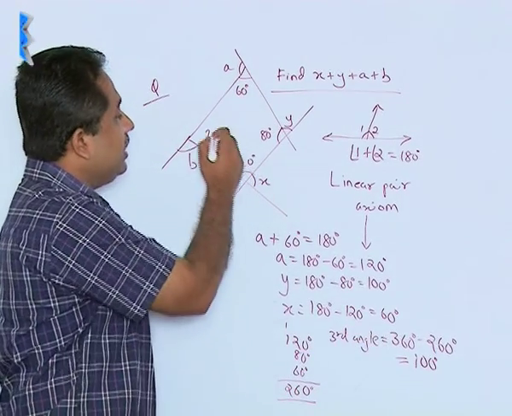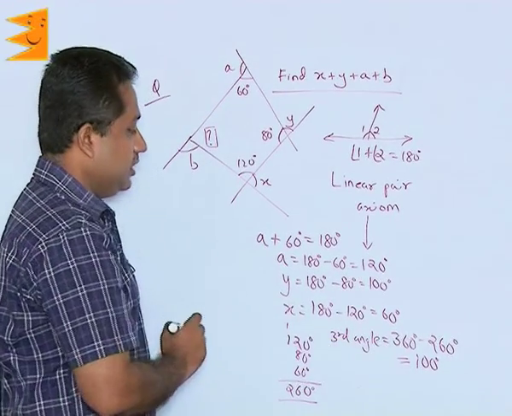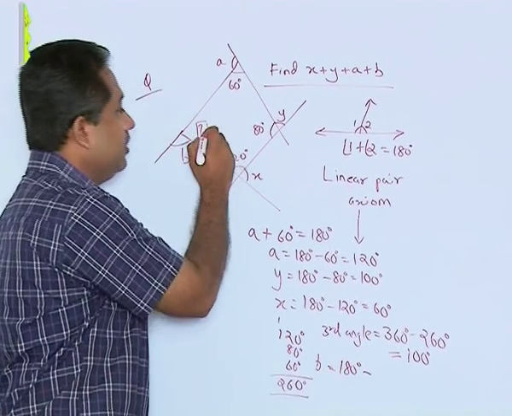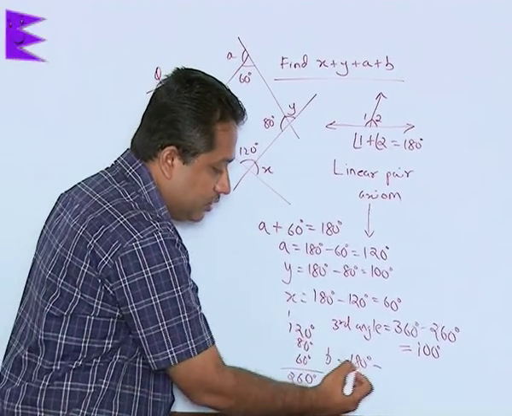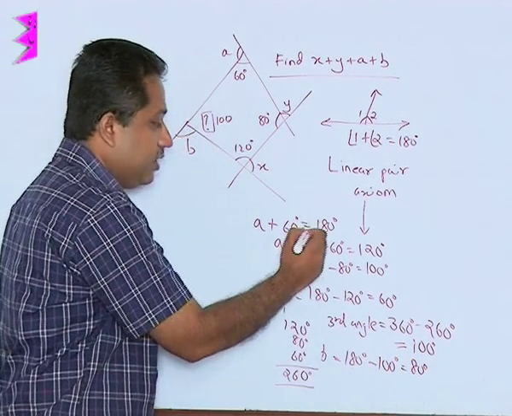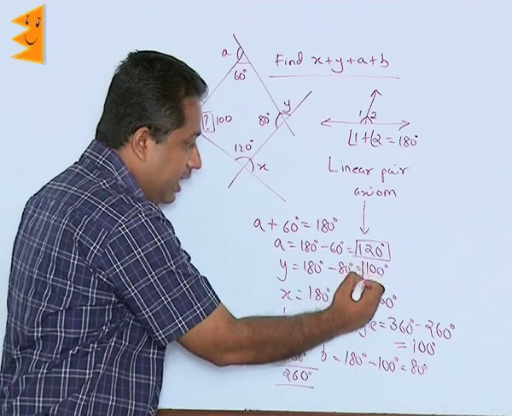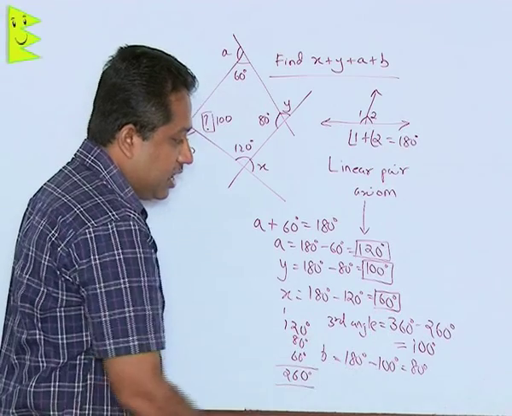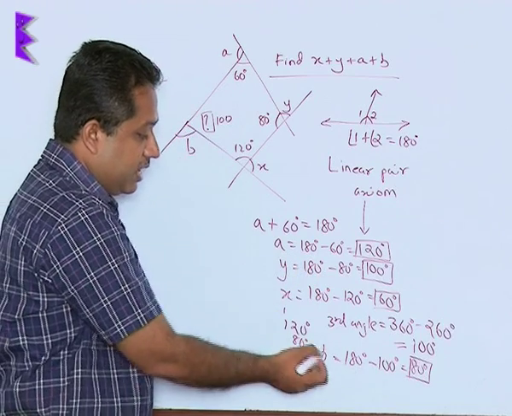Now, the fourth angle that was unknown initially has been found, and that angle is 100 degrees, and therefore B will be 180 minus 100. So, using the linear pair axiom it is easy to find the value of B. 180 minus 100 gives 80 degrees. So, we have the first angle A as 120 degrees, the second angle Y as 100 degrees, the third angle X as 60 degrees, and the fourth angle B as 80 degrees. So, we have found A, Y, X and B.